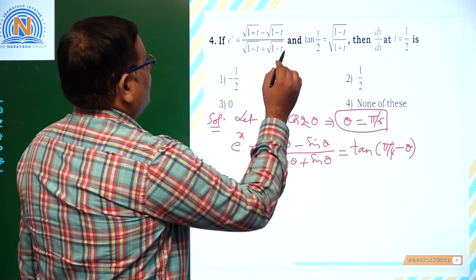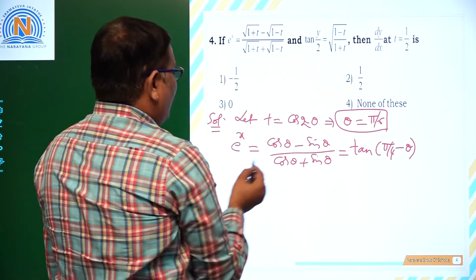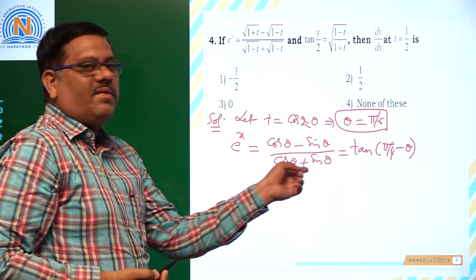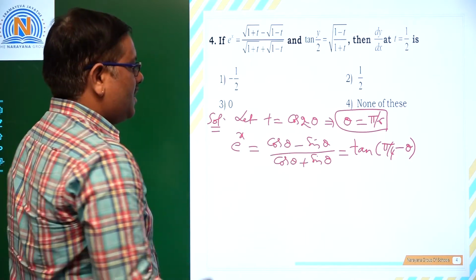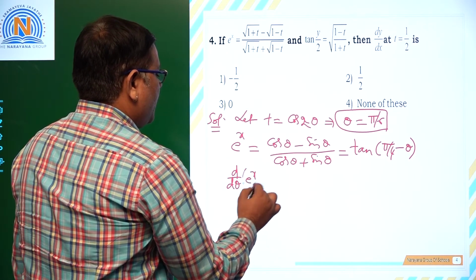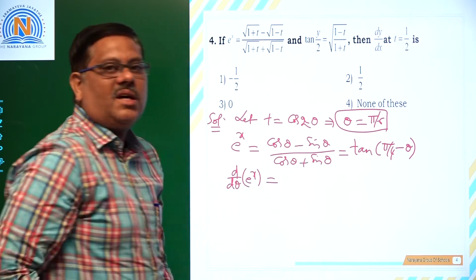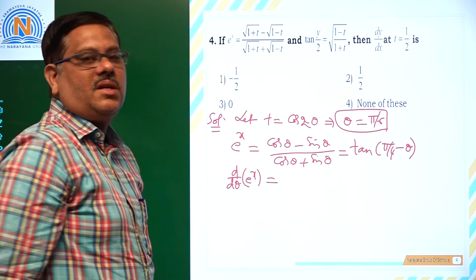Similarly, what y is, let us also find out. First let us find dx by d theta. With respect to theta we are trying to find out. So d by d theta of e power x, let us find out. Because here the function is in terms of theta, the parameter is theta here.